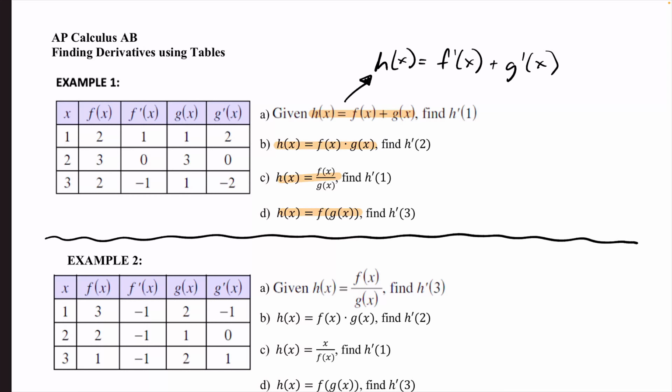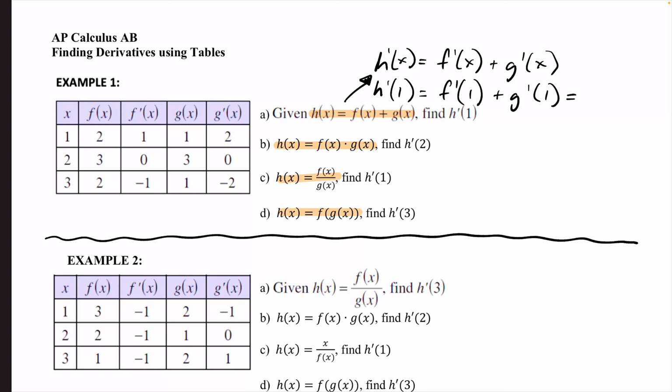So now I'm going to find h prime. Oops, sorry, this should be h prime. H prime, not of x, I just did that. H prime of 1. So that means find the derivative and plug in 1. So it's going to be f prime of 1 plus g prime of 1.